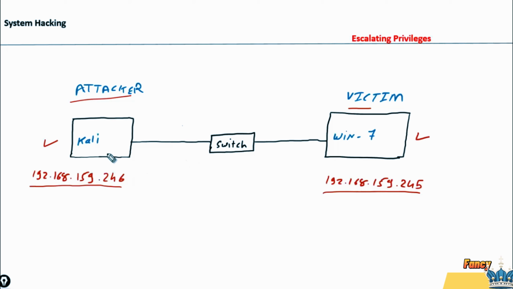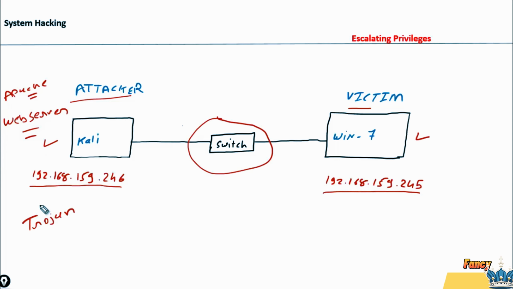In this scenario, both machines are working in the same local area network. You can see Kali Linux and Windows 7 are both connected with the common switch. Kali Linux is also working as a web server. I will install Apache service in Kali Linux operating system because in this demonstration I will create one Trojan in Kali Linux operating system and I will put the Trojan into Apache, and Apache will work as web server.